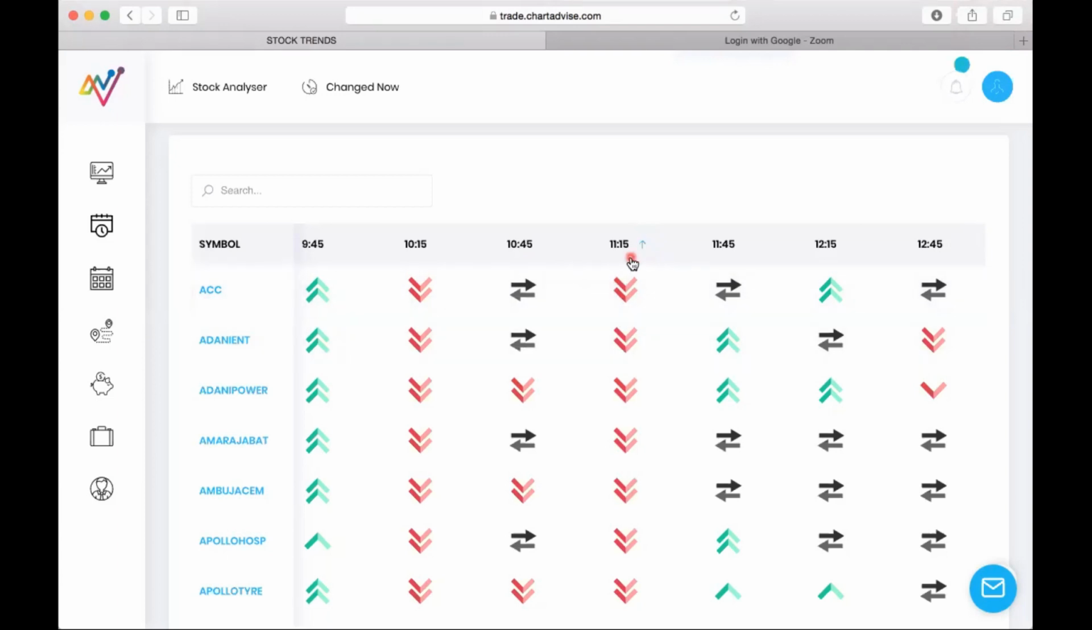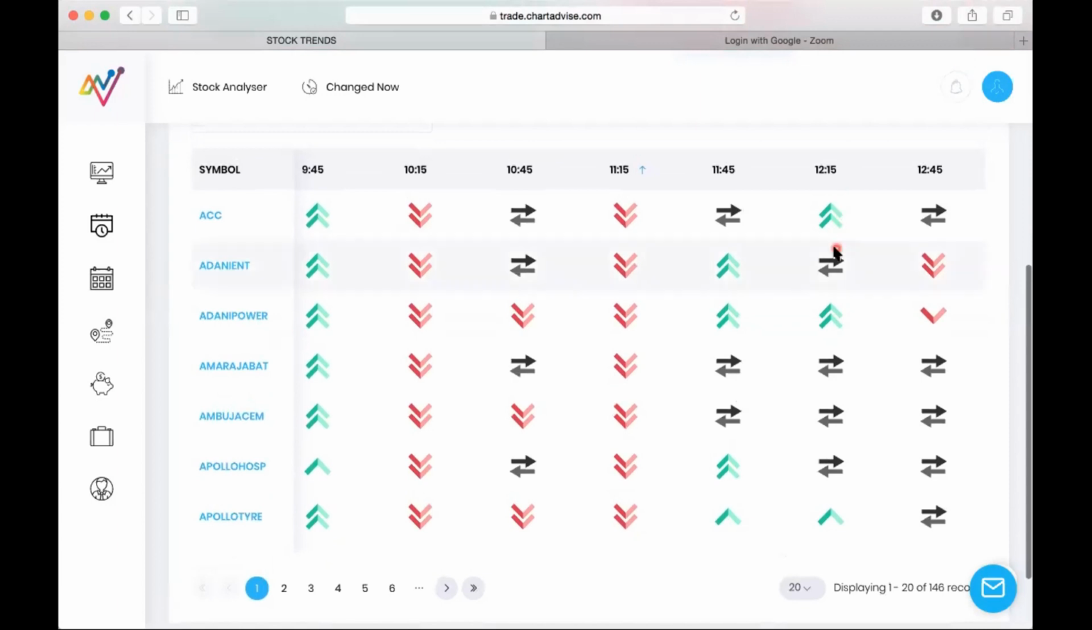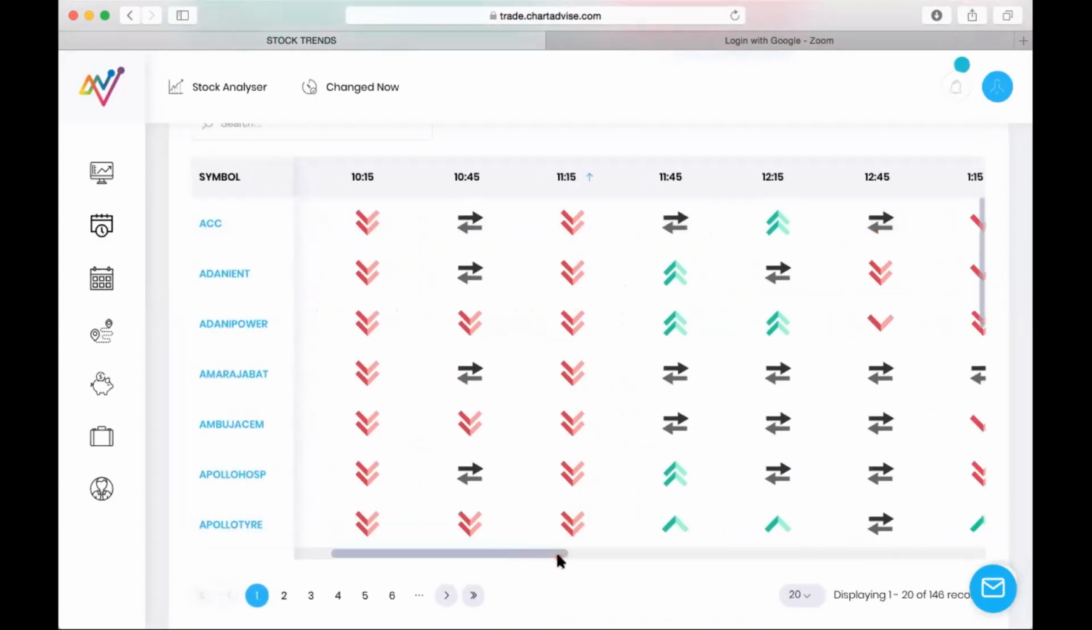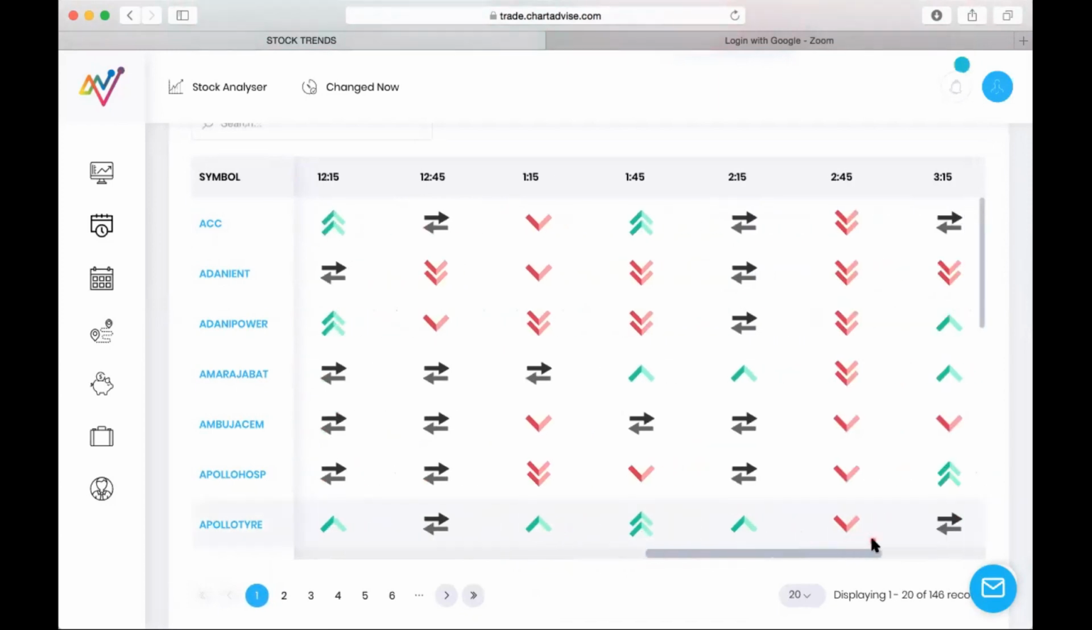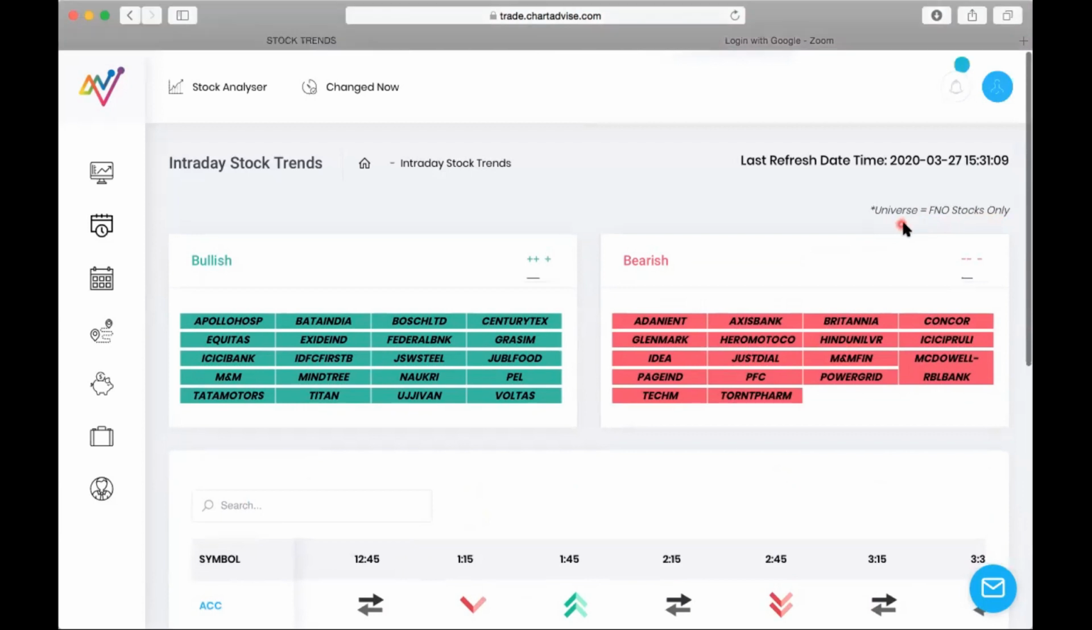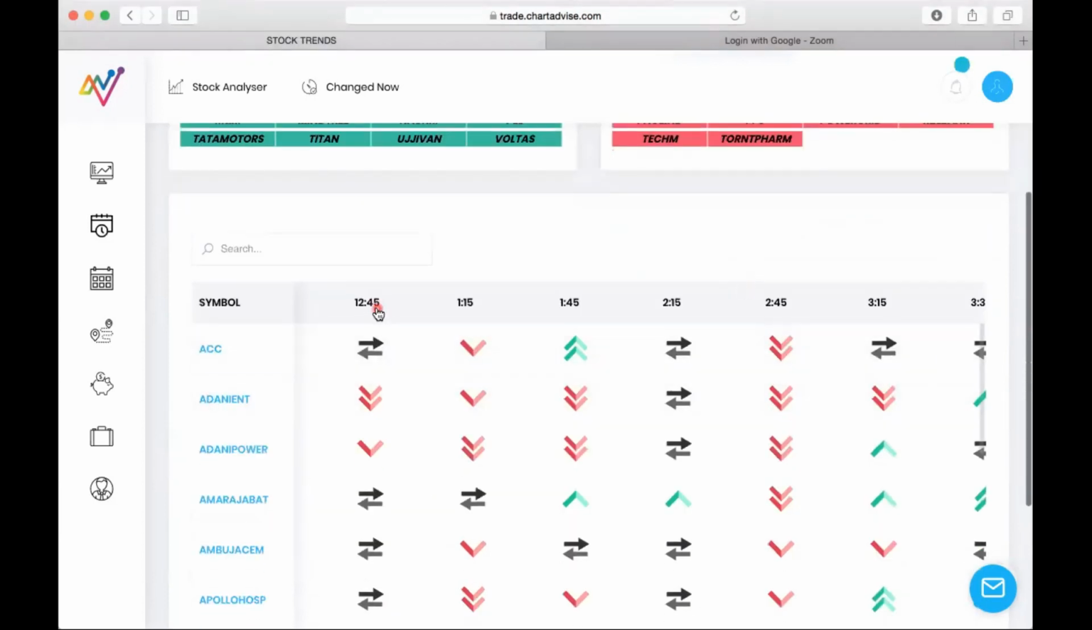And for the next 30 minutes, again, it didn't do anything. At 12:15, you saw some bit of recovery coming into the stock. Again, the stock started to move sideways by 12:45. And similarly, you have 1:15, 1:45, 2:15. You can do this for the whole universe, that is all F and O stocks of the index that are listed in the futures space. All those are available here.